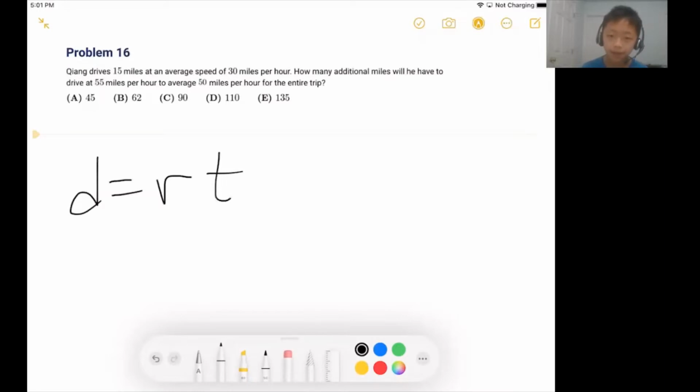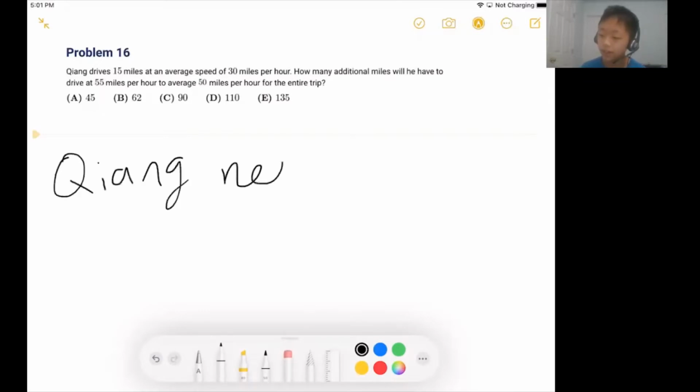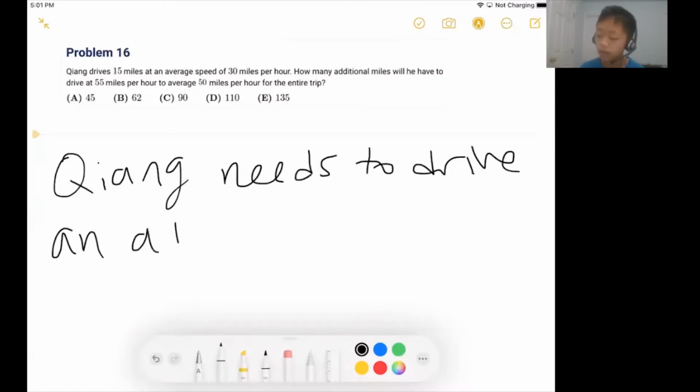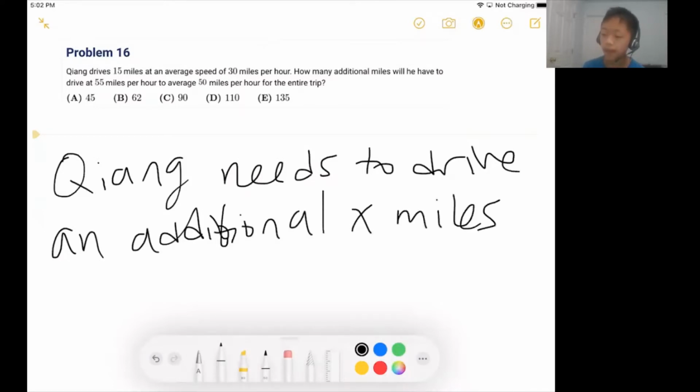So we want his average speed to be 50 miles per hour. Let's say Qiang needs to drive an additional X miles in order to achieve an average speed of 50 miles per hour.